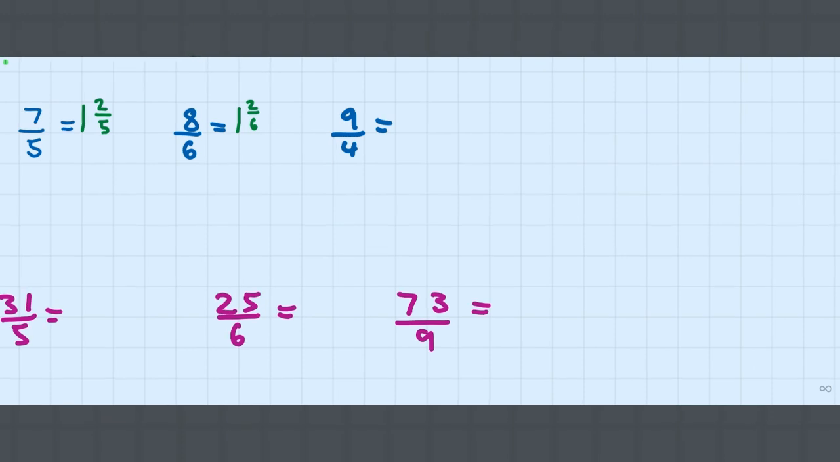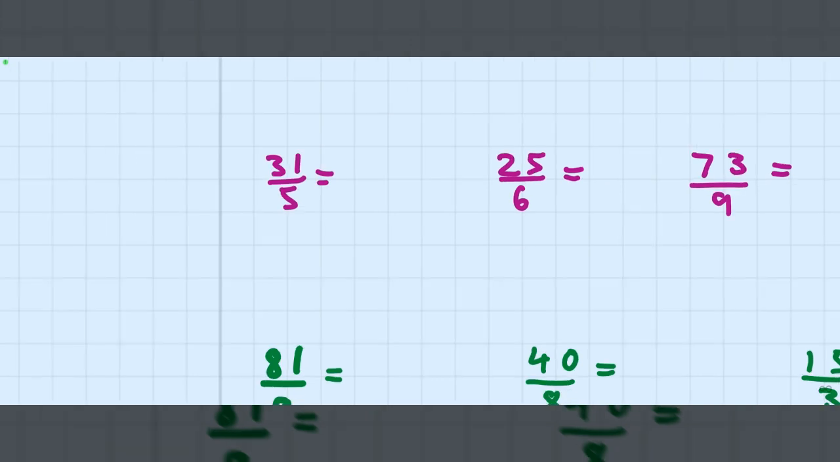9/4, well, I can get 4 into 9 twice, because 2 4s are 8. So 4/4, 1, 2, 3, 4, would give me 1 whole, and another 4/4, 1, 2, 3, 4, would give me 2. Now I've got 9, so that is still left over as 2 and 1/4.